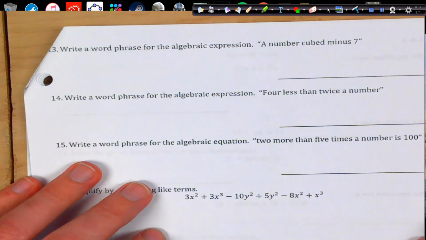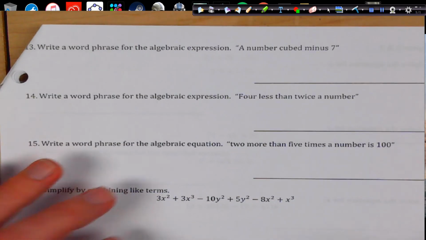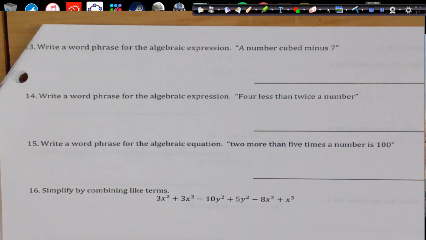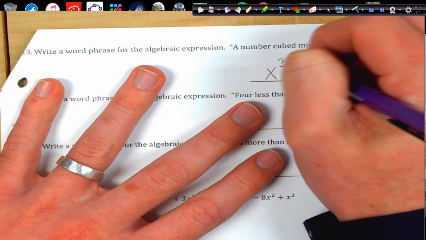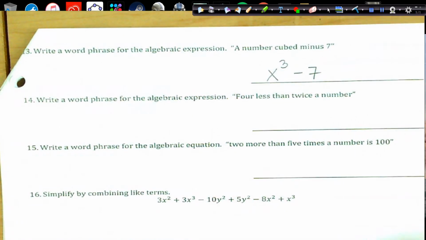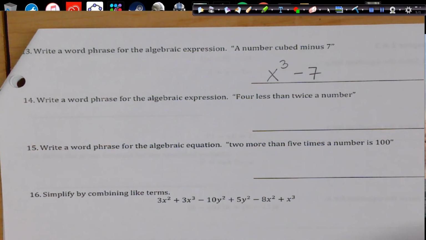Write a word phrase for the algebraic expression, a number cubed minus 7. So a number means any variable cubed minus 7. Okay, minus stands for subtraction, cubed is an exponent.